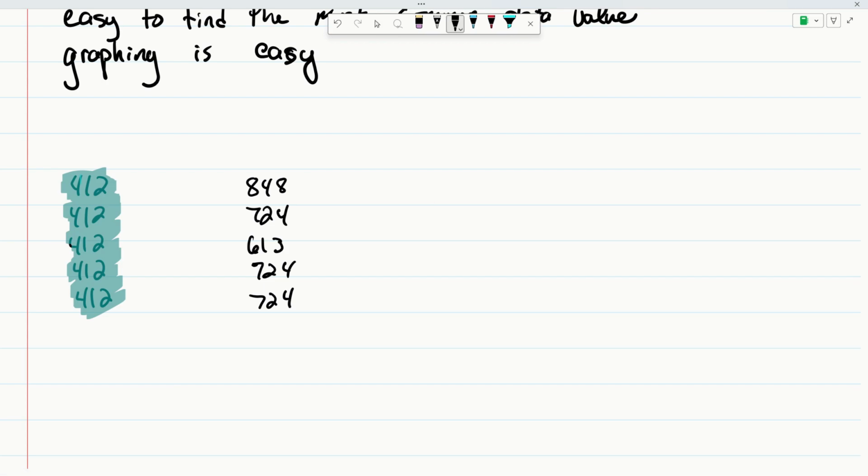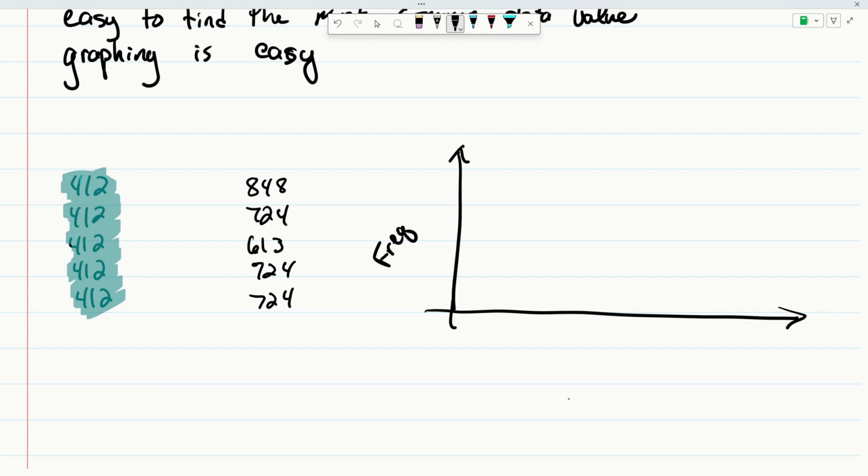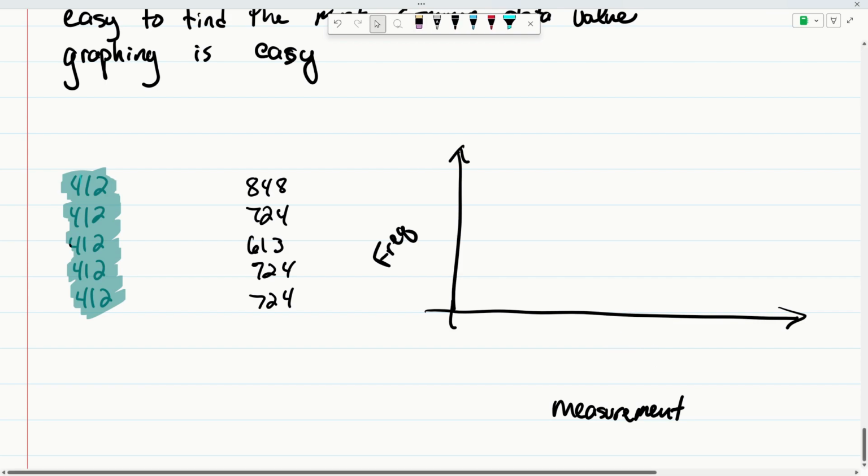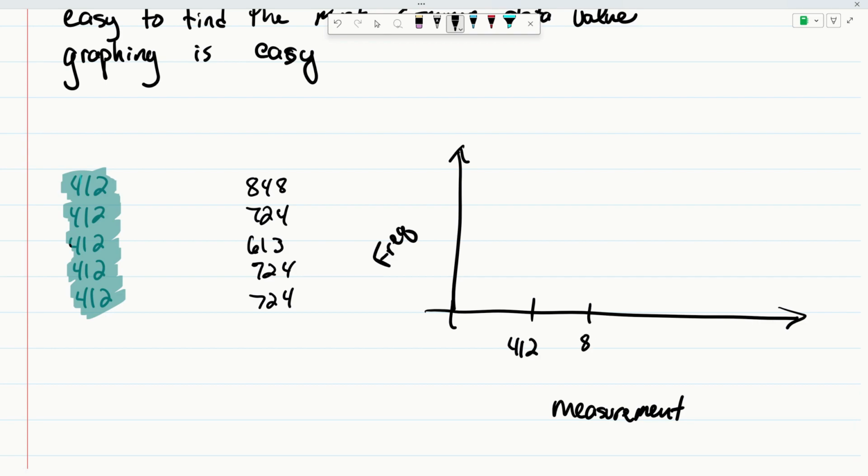All right, so I would do an XY. There we go. Frequency, and the measurement. So we would have 412, 412, 848, 613, 724. Call this 2, 4, 6, and 8.